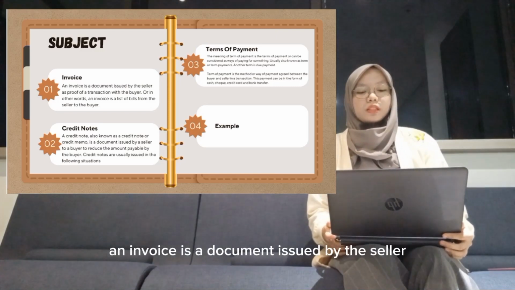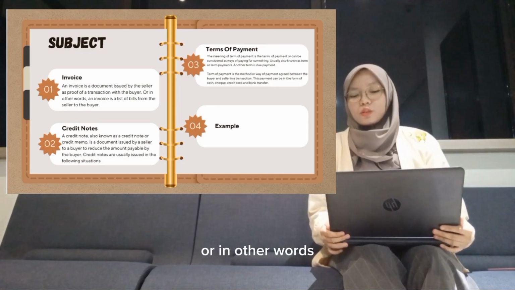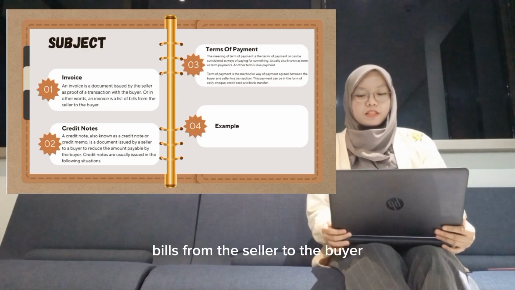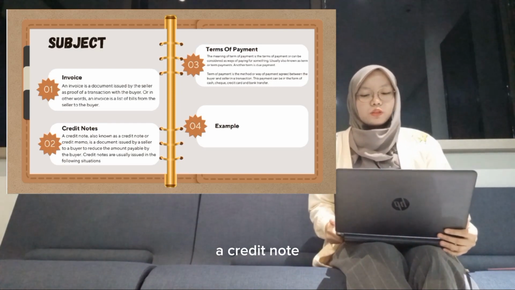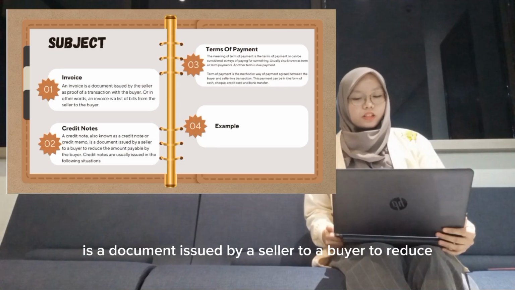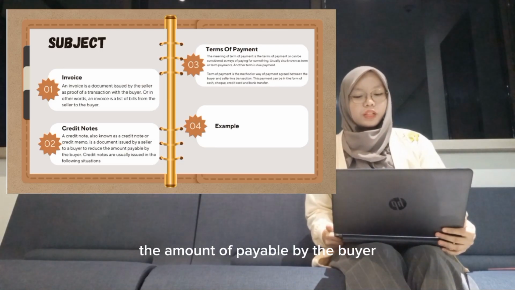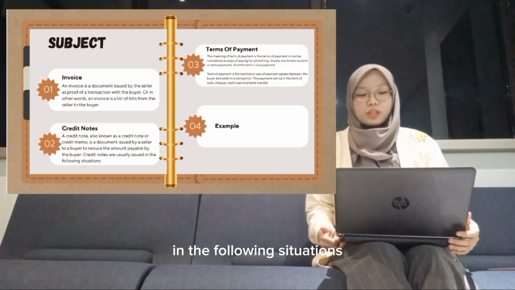An invoice is a document issued by the seller and as proof of a transaction with the buyer. Or in other words, an invoice is a list of bills from the seller to the buyer. And number 2, there is credit notes. A credit note, also known as a credit memo, is a document issued by a seller to a buyer to reduce the amount payable by the buyer. Credit notes are usually issued in the following situations.